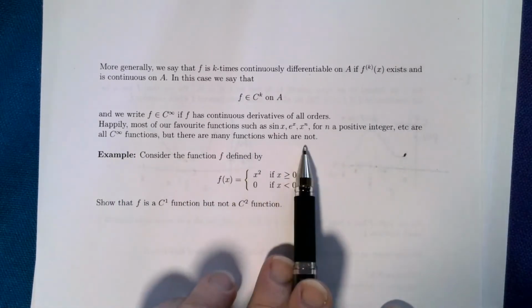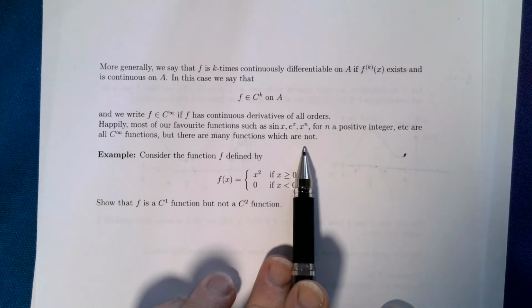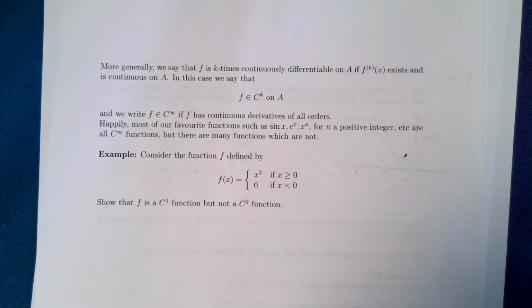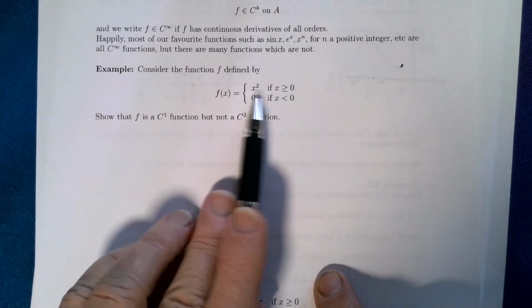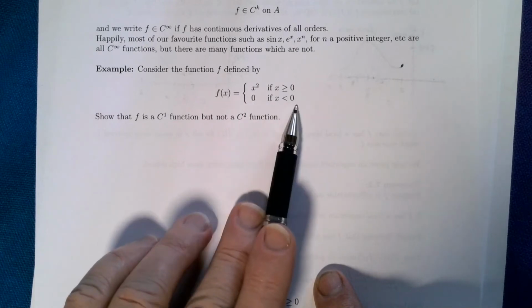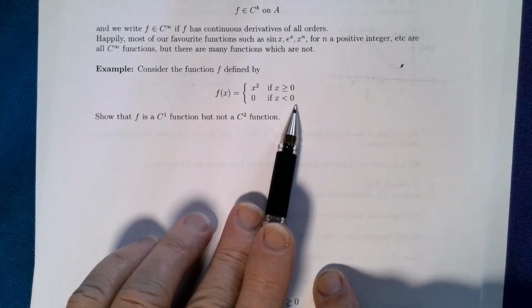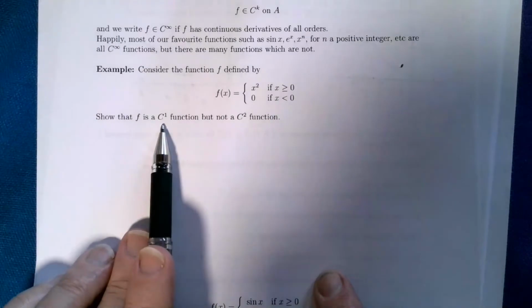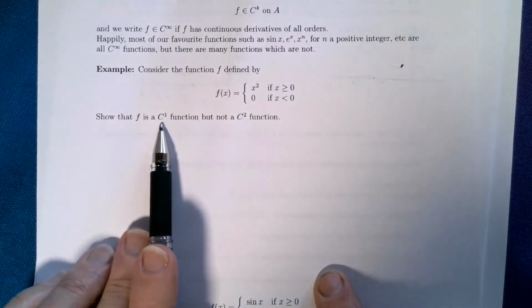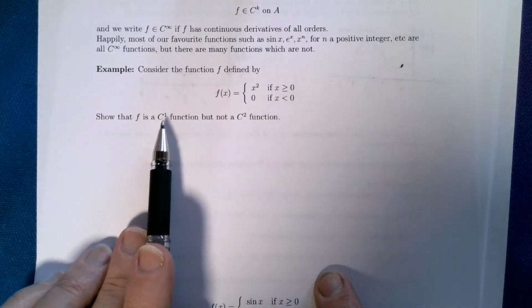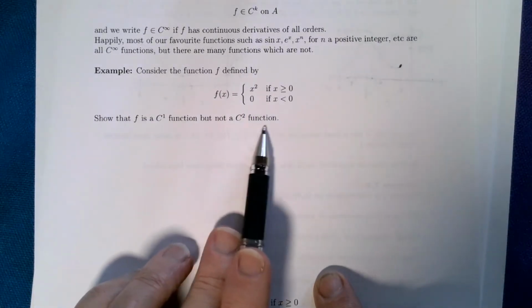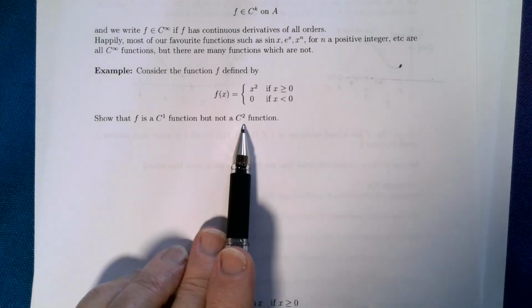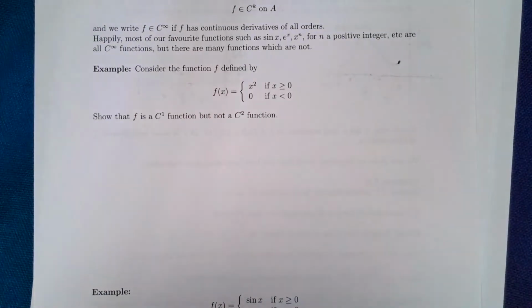Now there are many functions which are not C infinity functions, and I'm going to do a couple of examples of this one. So we're going to consider the function f of x is equal to x squared if x is positive, 0 if x is negative. And we're asked to show that f is a C1 function. That means it has a first derivative which is continuous, but not a C2 function. That is, the second derivative exists, but it's not continuous.